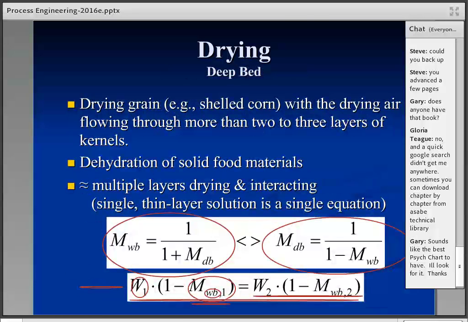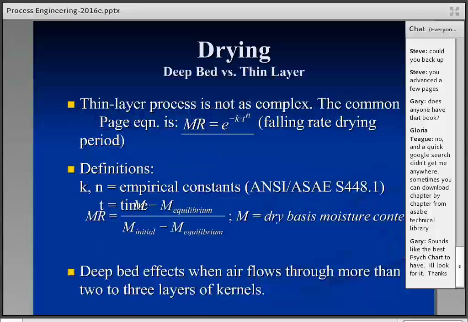And in fact, I would say if you're given any problem and a moisture content specified, they'll probably say dry or wet basis, but if they don't, you should assume wet basis, because universally industries of all kinds use wet basis. So you'd have to assume wet basis, unless there was some indication it's a dry basis moisture content. So just a little bit more, the thin layer process, I kind of mentioned, is not nearly as complex.